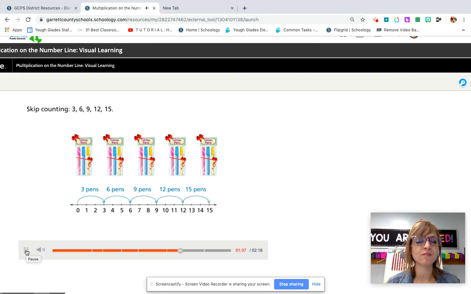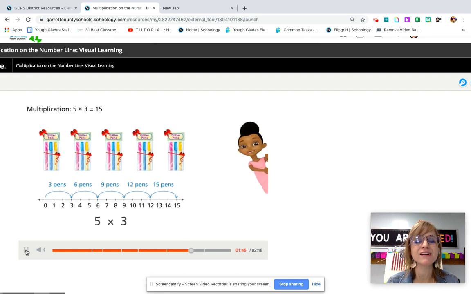Skip counting. 3, 6, 9, 12, 15. Good job, you're skip counting by 3s. Multiplication. 5 times 3 equals 15. Now remember that the first factor tells you how many jumps you did, or how many groups.